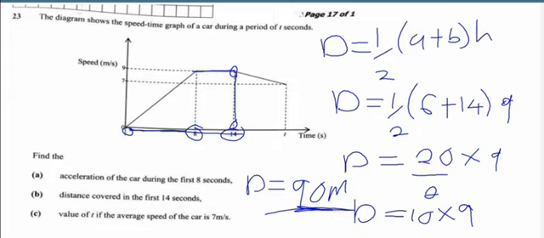Now this distance is from 0 up to 14, not from 0 up to t. Okay? It is from 0 up to 14, not from 0 up to t. So that is our answer. Let us come to question C. So for question C, you need to pay attention to this question.